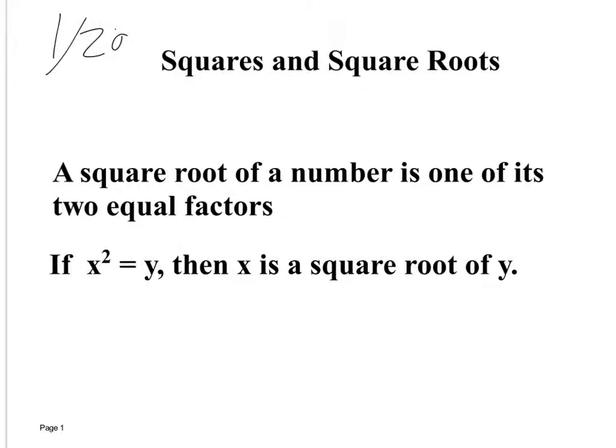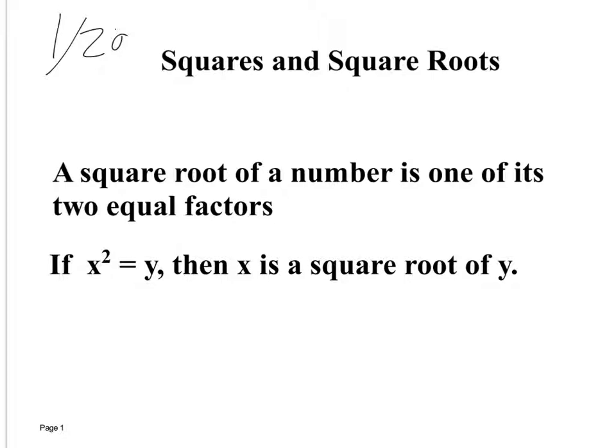Squares and square roots. A square root of a number is one of its two equal factors. If x squared equals y, then x is a square root of y. Okay, we know what squares are, right? Squares are things that when multiplied by the same number, you get a number.